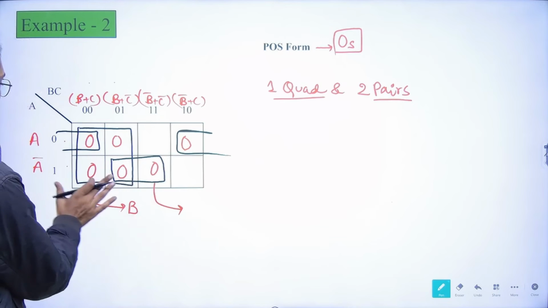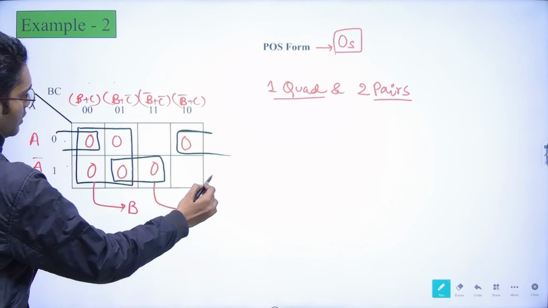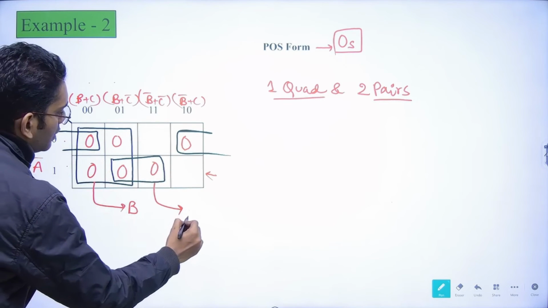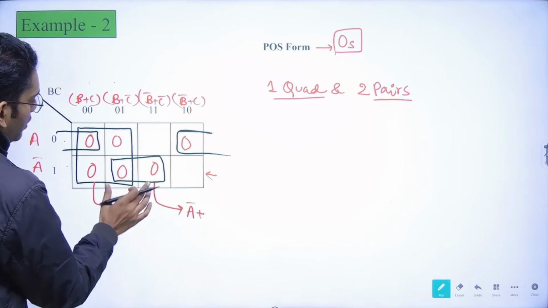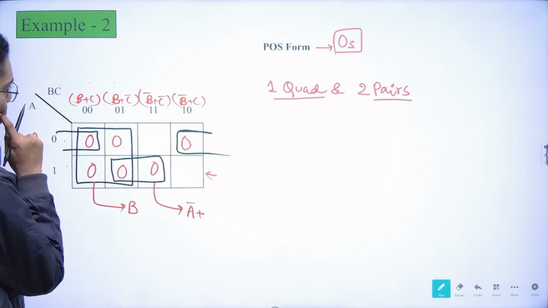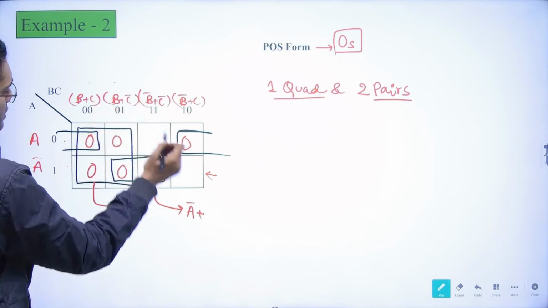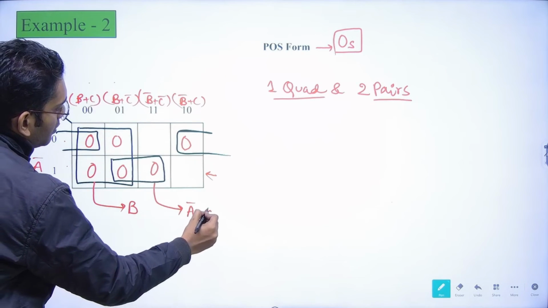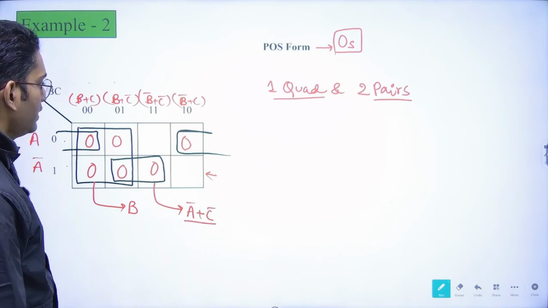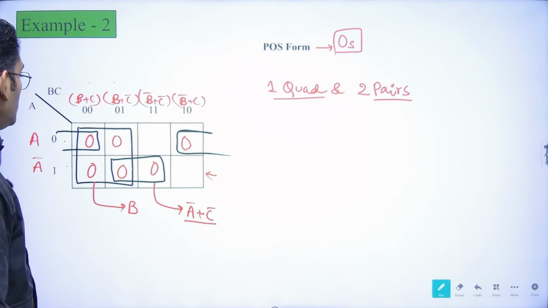Fine. For pairs, this row is for this pair, this row is here, A bar. Now these two columns will be taken into consideration, and for these two columns, C is constant and B is changing. Fine. So C bar is constant, so we will get C bar. Now next, coming to this pair.